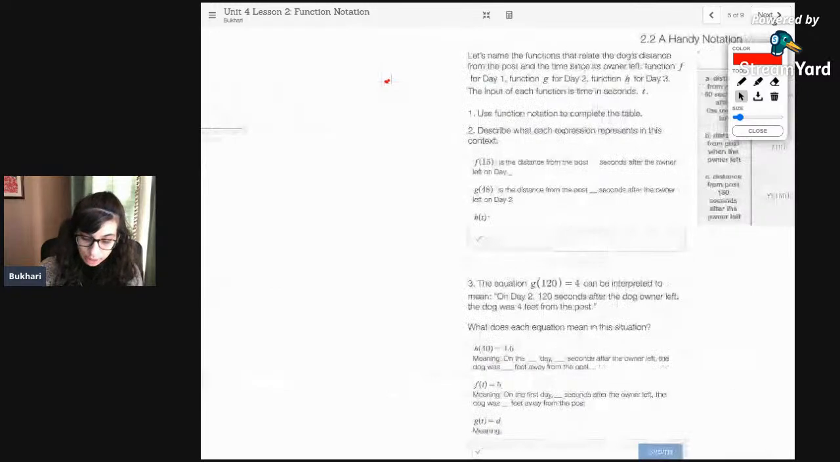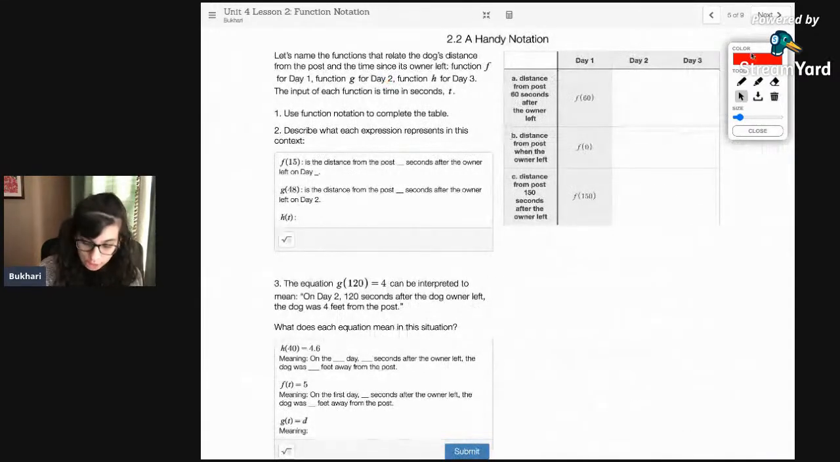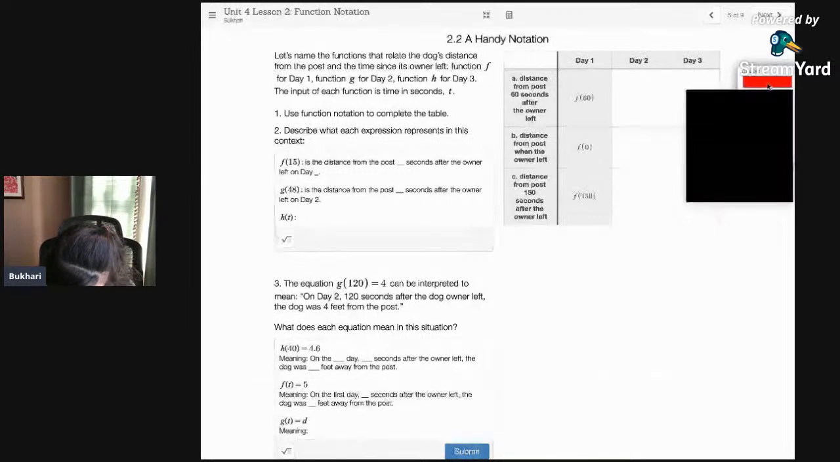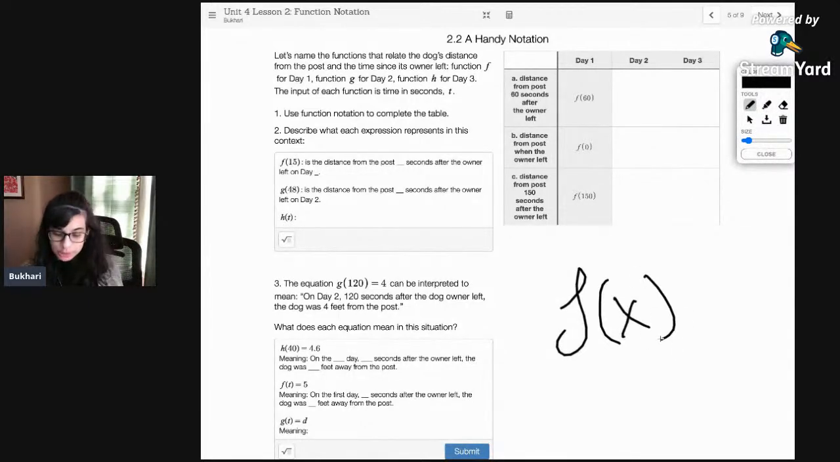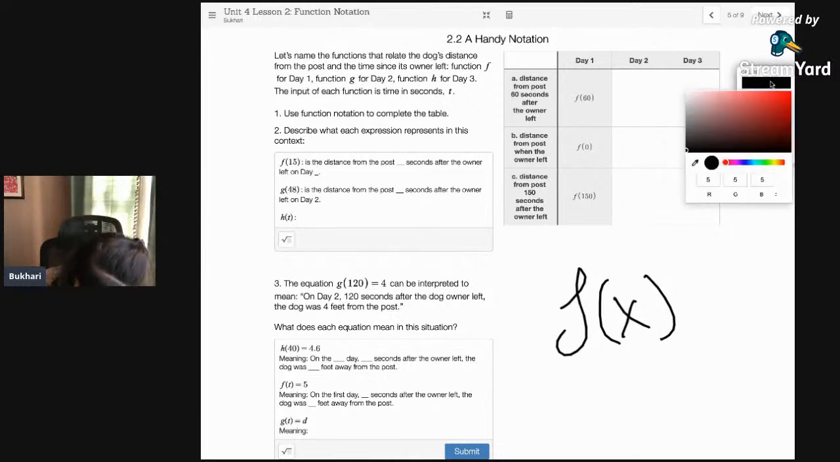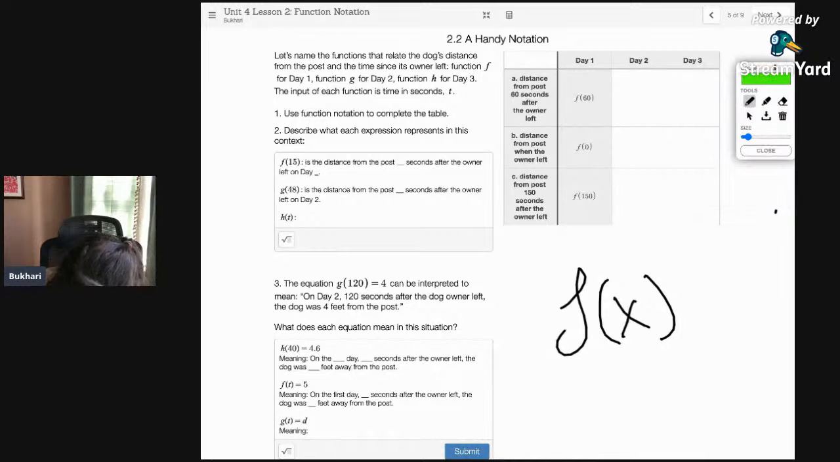And so now I want to introduce you to what function notation looks like. Function notation is one way of representing our function. It's represented by f of x. And so f here represents my function. This is my function.